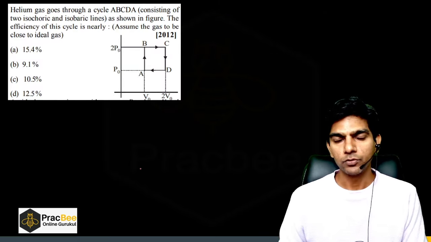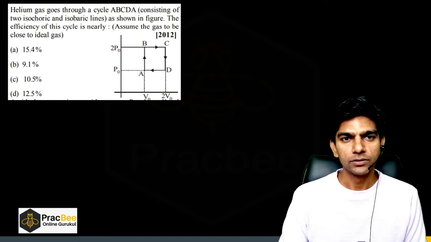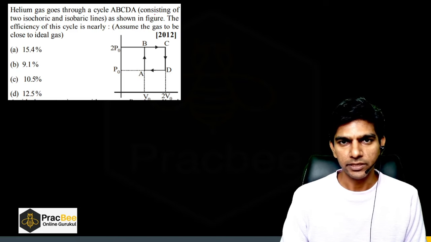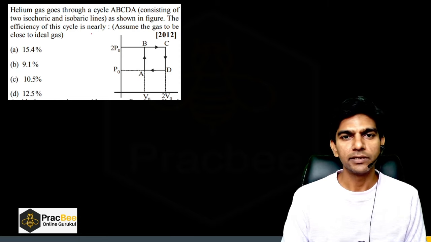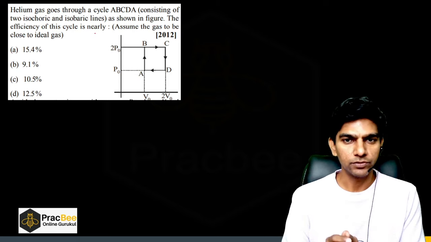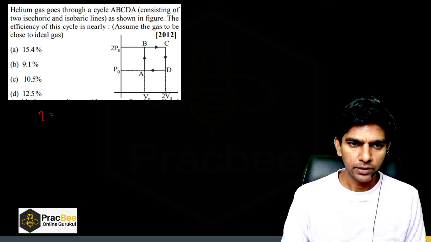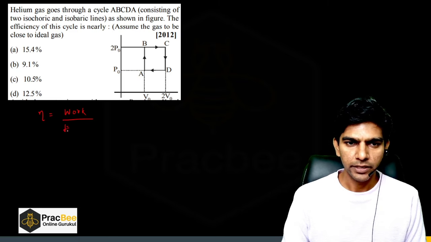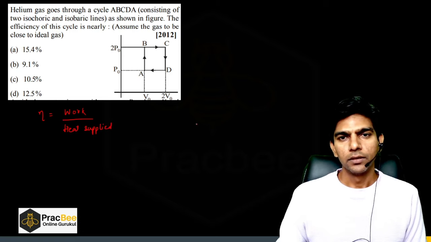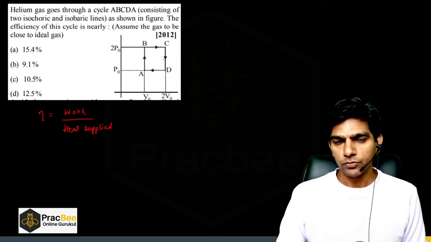Now let us see a typical question on the heat engine. Helium gas goes through a cyclic process ABCDA consisting of two isochoric and two isobaric lines as shown in the figure. The efficiency of this cycle is nearly. So basically we have to find the efficiency, and we know that efficiency is work divided by the heat supplied, right? Now in this cycle there are four processes.